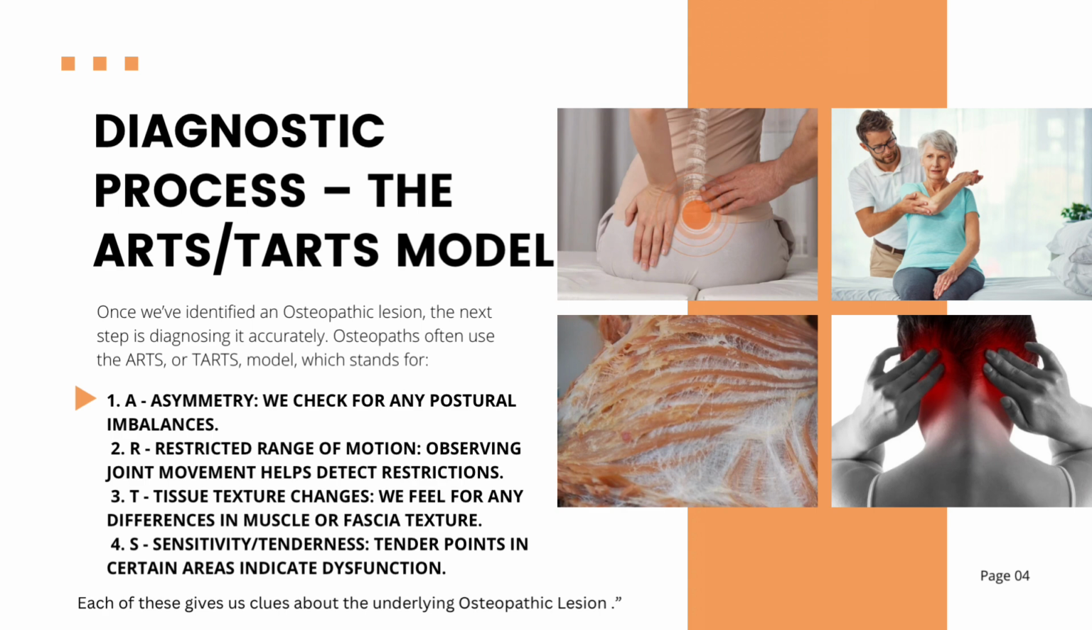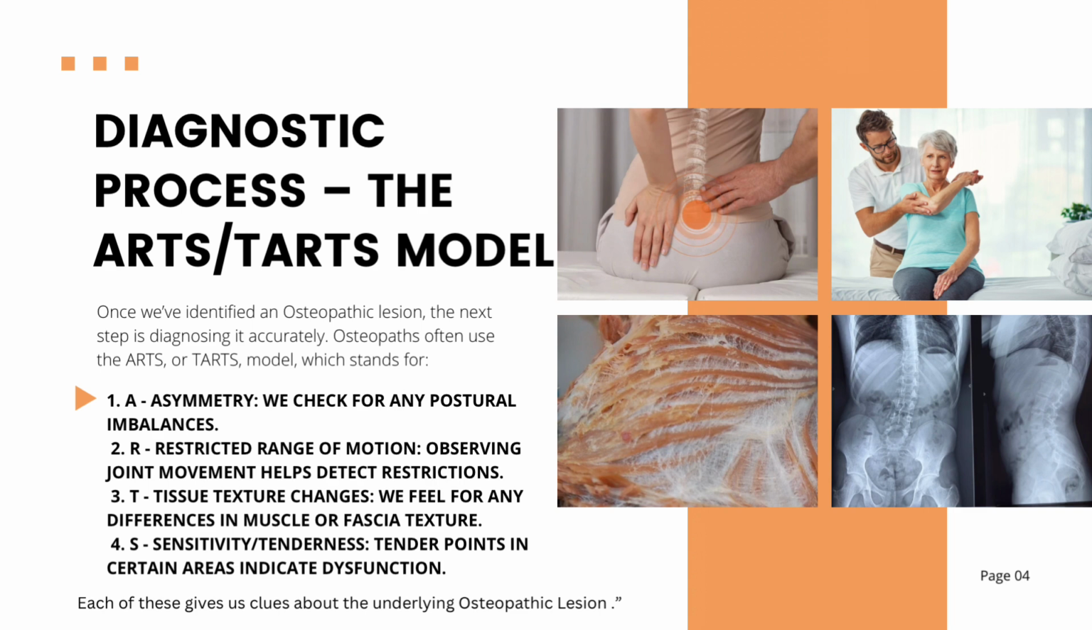Diagnostic process, the ARTS or TARTS model. Once we've identified a key lesion, the next step is diagnosing it accurately. Osteopaths often use the ARTS, or TARTS, model, which stands for: 1. Asymmetry, we check for any postural imbalances. 2. Restricted range of motion, observing joint movement helps detect restrictions. 3. Tissue texture changes, we feel for any differences in muscle or fascia texture. 4.